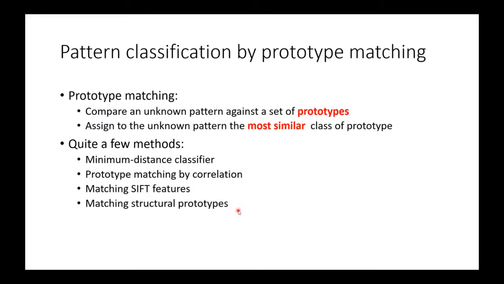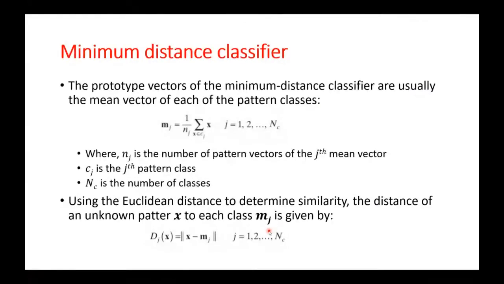In matching structural prototypes, honestly, I've never seen any application of matching structural prototypes, but it doesn't mean that there isn't. I don't have all the knowledge of the world. Well, the first algorithm is one I've seen in many places, and it's very, very popular. It's the minimum distance classifier. So, what do you do?